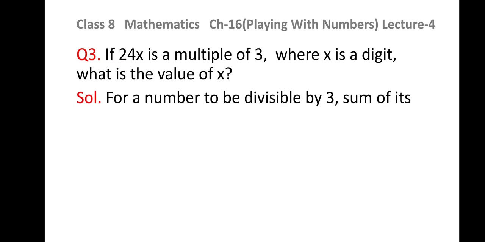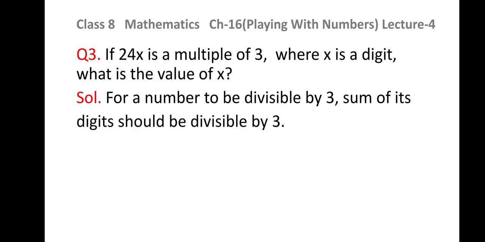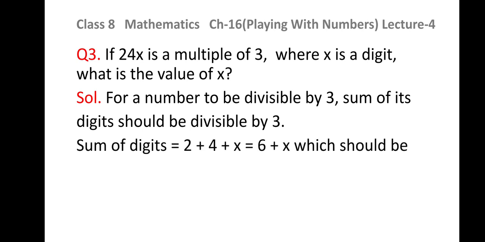For a number to be divisible by 3, the sum of its digits should be divisible by 3. It is given to us that this number 24x is a multiple of 3 and we need to find the value of x, and we know the divisibility rule of 3. What does it say? A number is divisible by 3 if the sum of the digits is divisible by 3. So taking the sum of the digits, it is 2 plus 4 plus x, which is equal to 6 plus x, which should be divisible by 3.